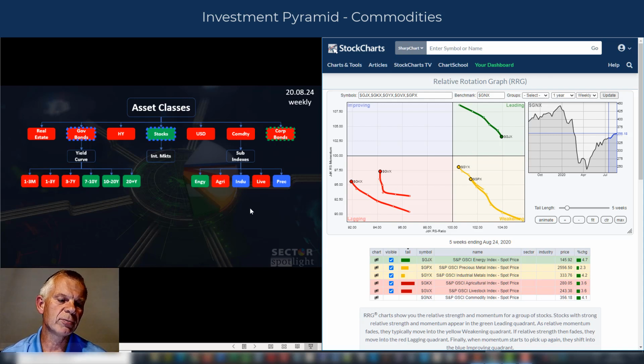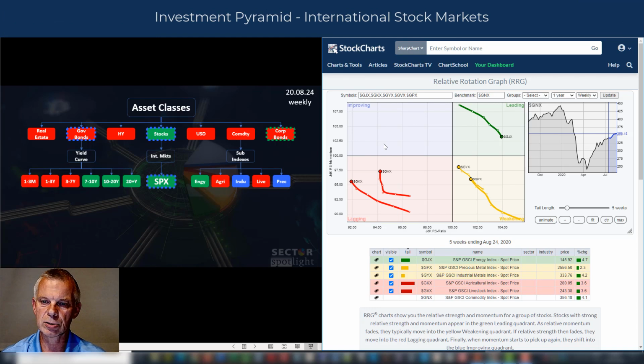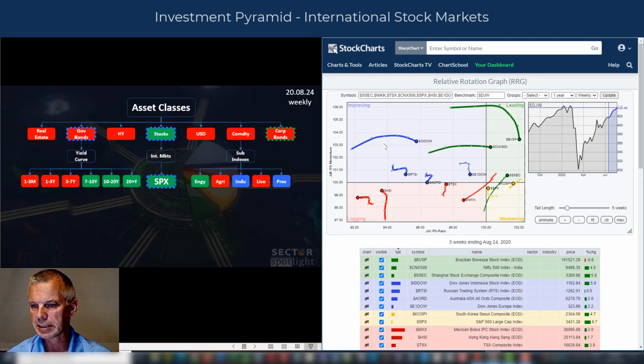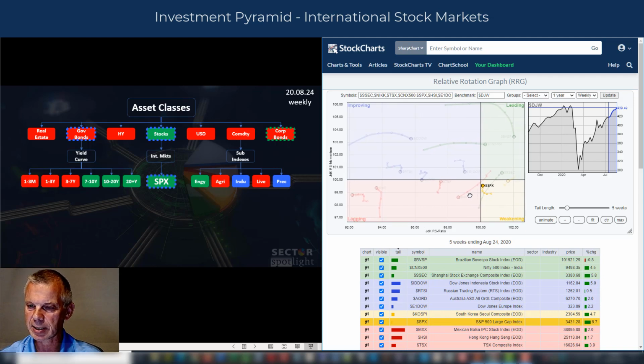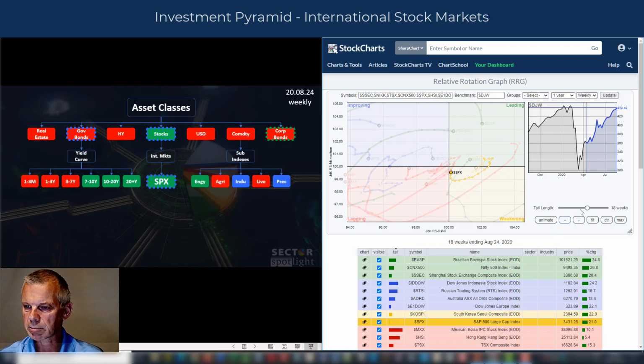Now, if we then move to what's happening in international markets, we need to load up our international stock markets RRG, and if we look at that and find the US, we see a very nice rotation here for the S&P. So we see the rotation for the S&P versus the Dow Jones Global. It had a weak stint, but it's now picking up quite nicely over the last few weeks.